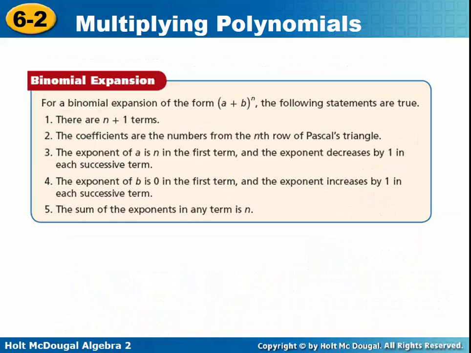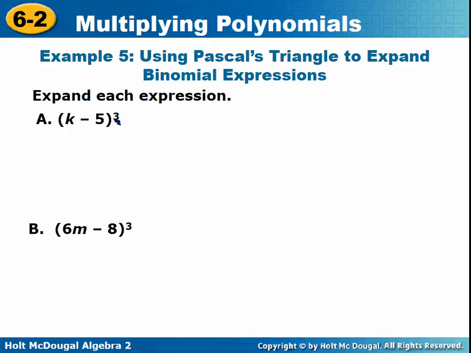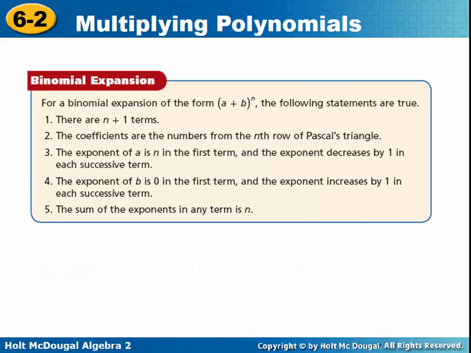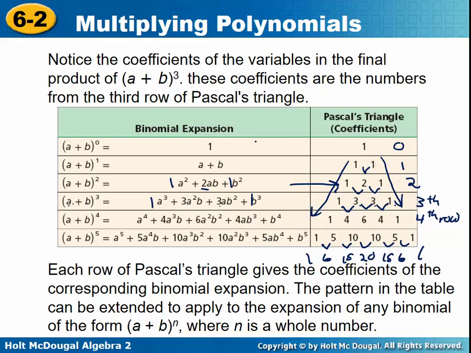So then after we look at that, we know that we're going to be using the 1, 3, 3, 1. Those are the coefficients. All right, so we kind of remember that, or circle it, or write it down on a piece of paper. The next thing to do is to go back and look at the table on the third row. It tells us that this is the pattern that we're going to be using.